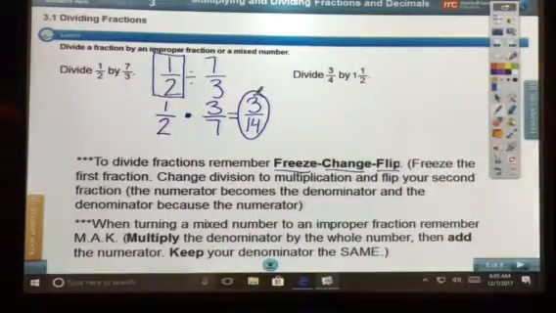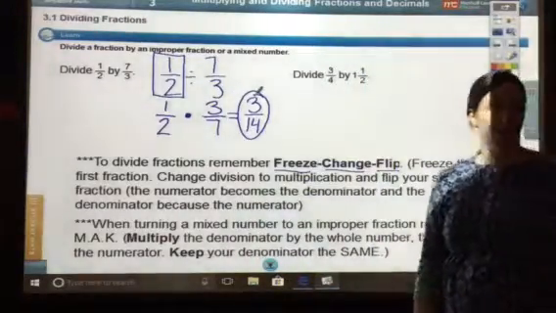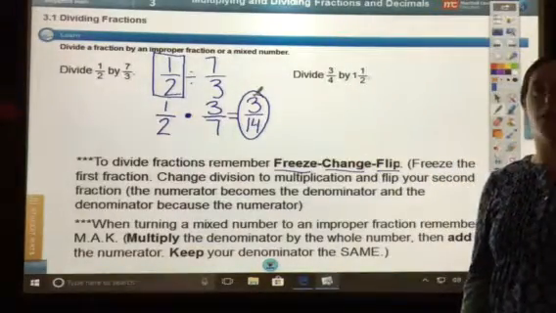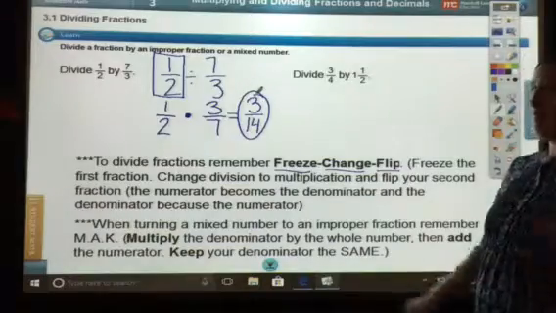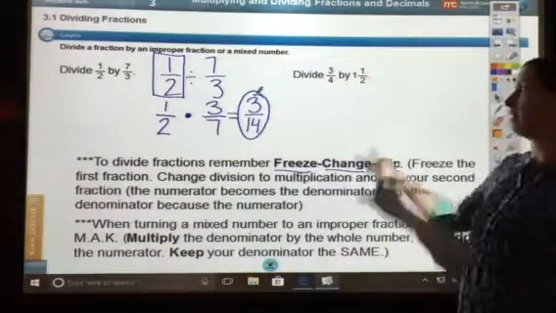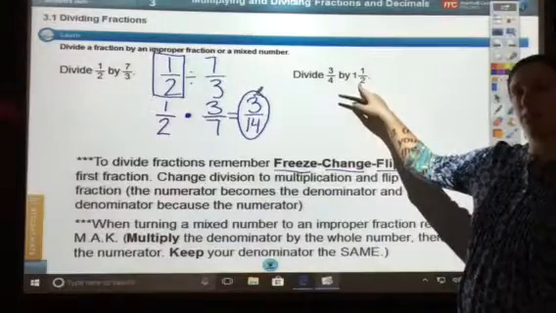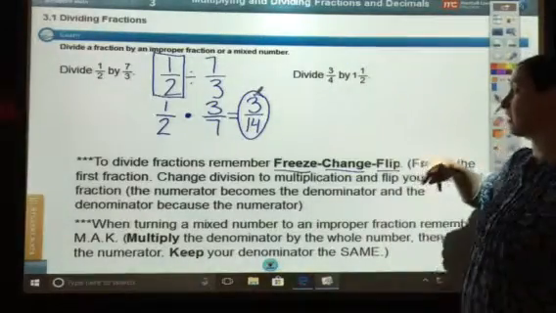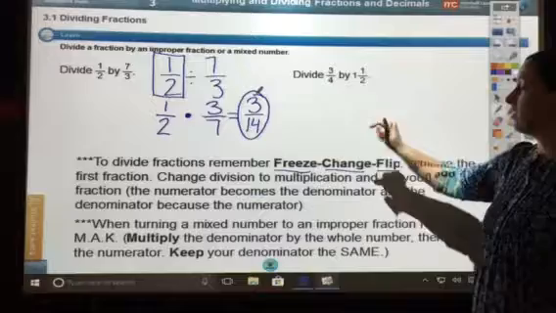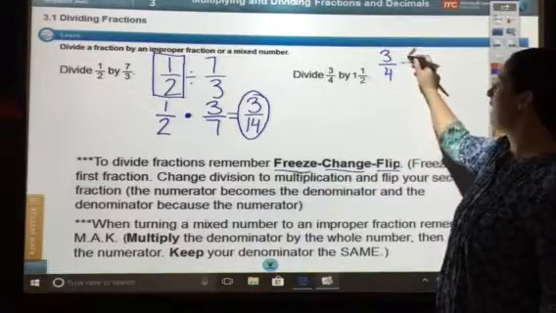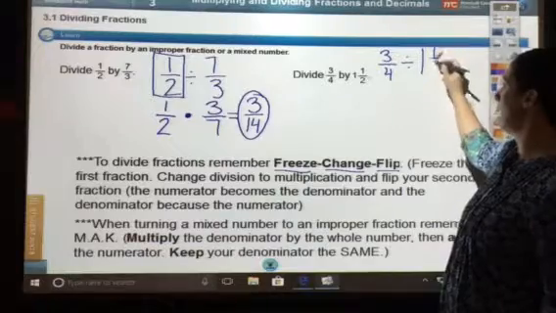So the big thing with division is we just change it to multiplication by freeze, change, flip. Looking at the next example, the kids have some math maps in the back of their packet, and I have one as well. If you look at the guided notes and you look through them, at the very end I have these math maps that say specifically how to turn a mixed number into an improper fraction, or an improper fraction into a mixed number. So this one wants me to take 3/4 and divide it by 1 1/2.